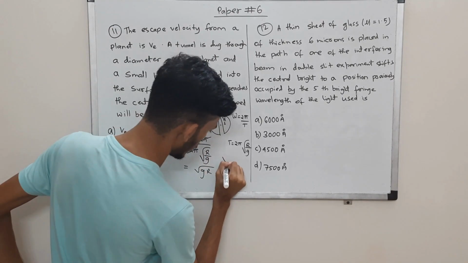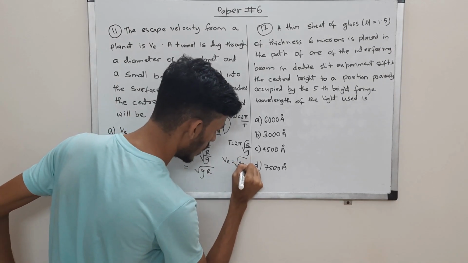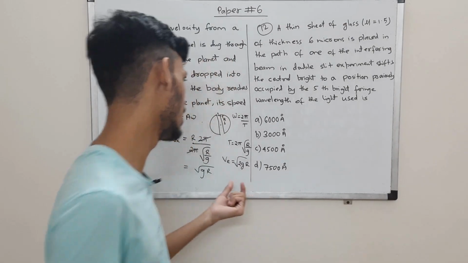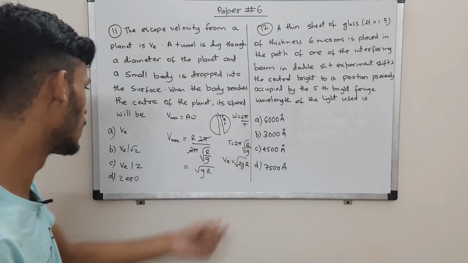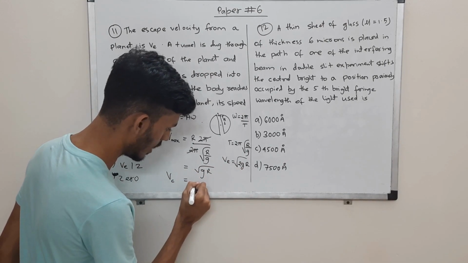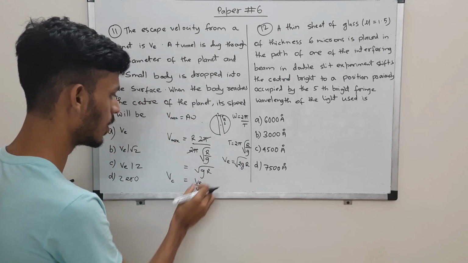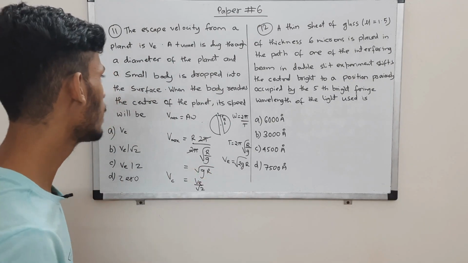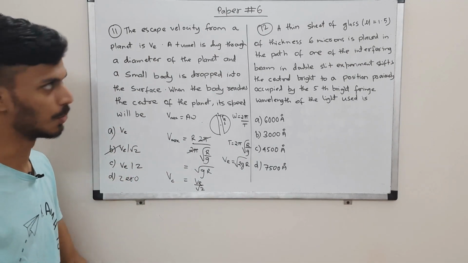So basically escape velocity, if you want to write it in terms of g and R, is under root 2gR for any planet. Here g is the acceleration due to gravity, and R is the radius of that planet. If you compare these two, you can easily see that the velocity at the center is Ve by root 2, right? If you divide this by root 2, you will get this. So the velocity at the center is option B, Ve by root 2.